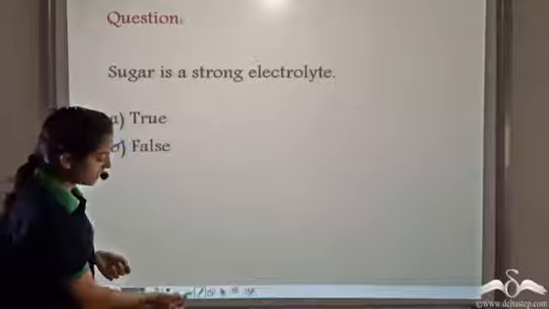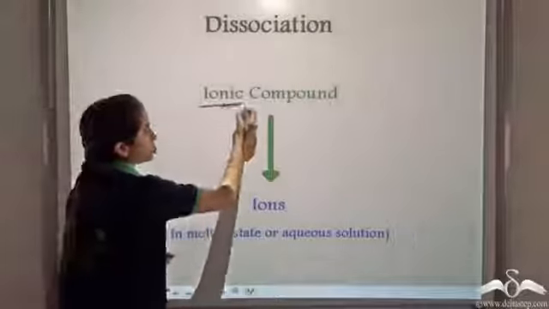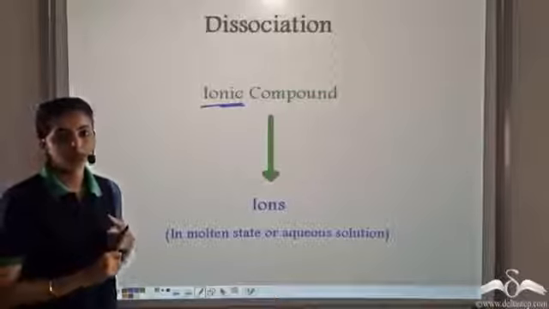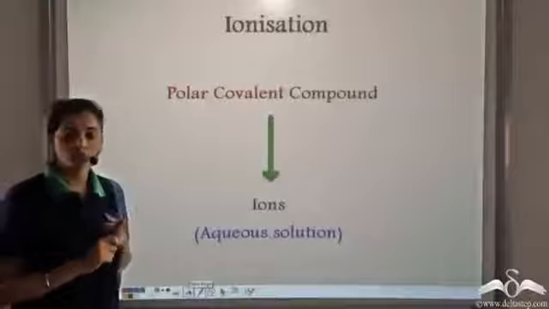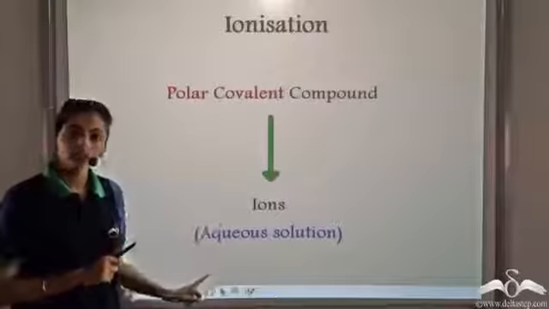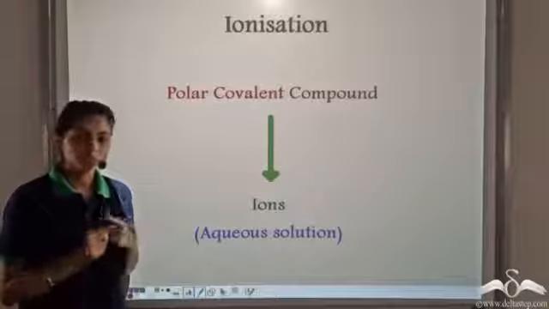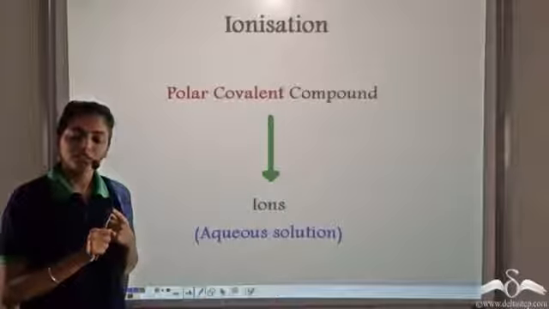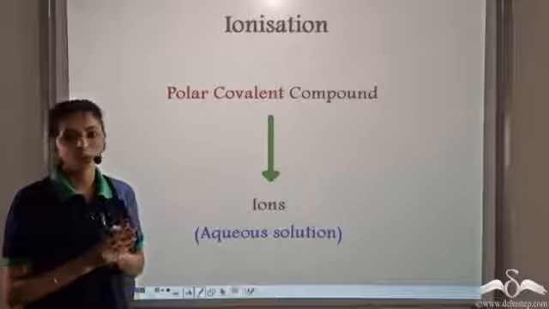So we have seen so far that ionic compounds form ions in the aqueous state or in the molten state. For covalent compounds, only the polar covalent compounds form ions in the aqueous state, and this process is known as ionization. How do we remember this? The ionic compounds do not ionize. They undergo dissociation, and the polar covalent compounds undergo ionization.